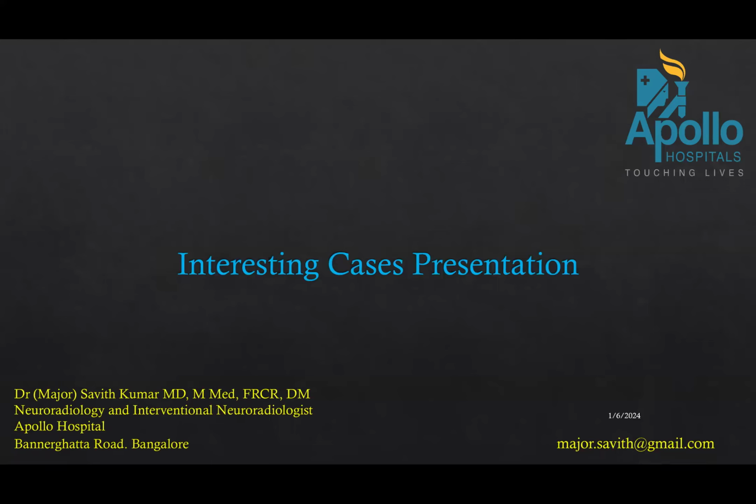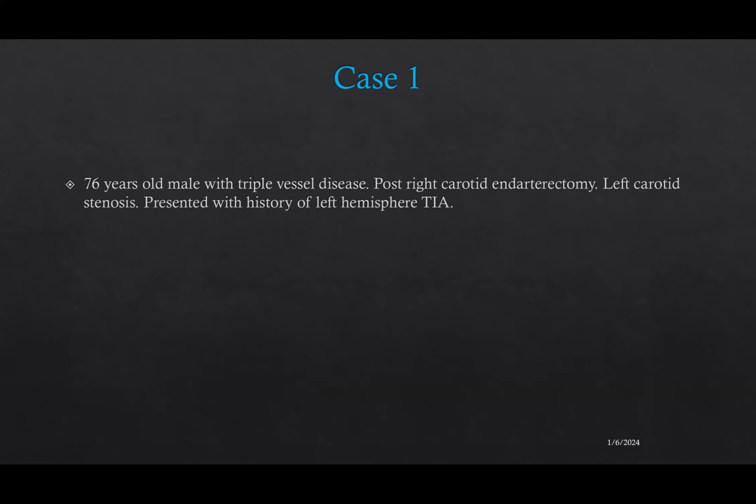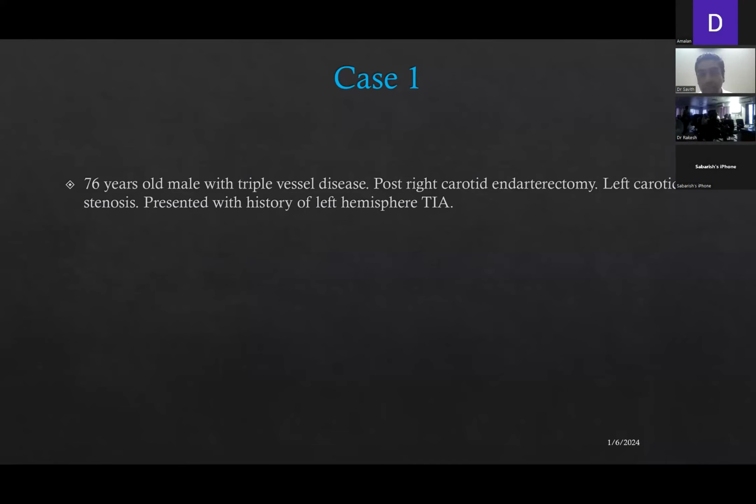Case one is a 76-year-old male. He has triple vessel disease. He had undergone a carotid endarterectomy on the right side. He had a significant stenosis on the left side, a symptomatic stenosis with a TIA in the left hemisphere. So he was referred for carotid stenting. CT shows a thick, chunky calcification in the carotid bulb on the left side.